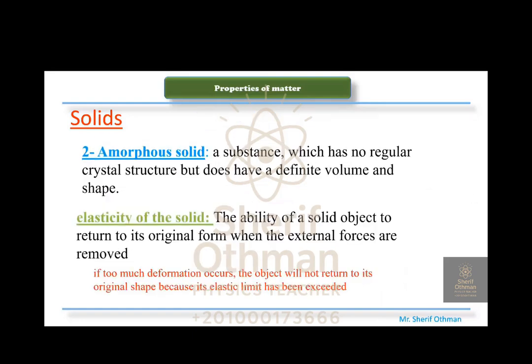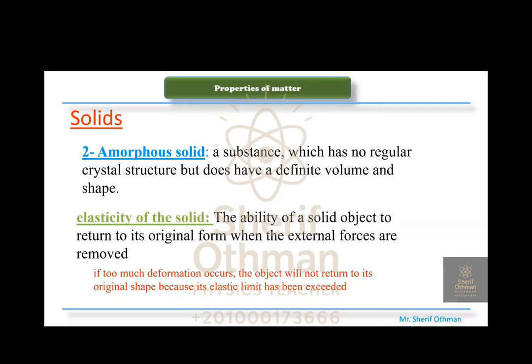We have another type of solid structure, which is called an amorphous solid. In an amorphous solid, the substance has no definite shape. They cannot form a crystal structure. A substance which has no regular crystal structure, but has a definite volume, is called an amorphous solid. So they are still solids and have the properties of solids, but they don't have a crystalline shape or a definite shape. So we call them amorphous.